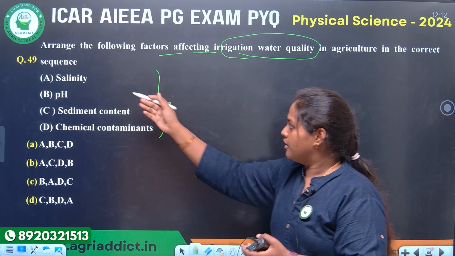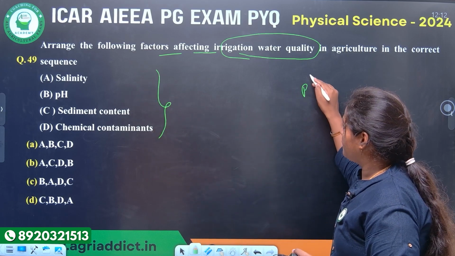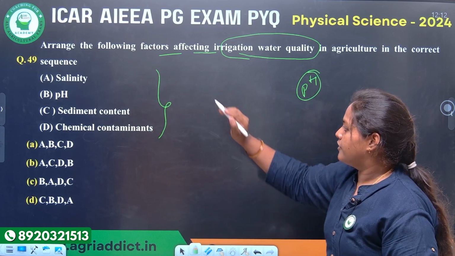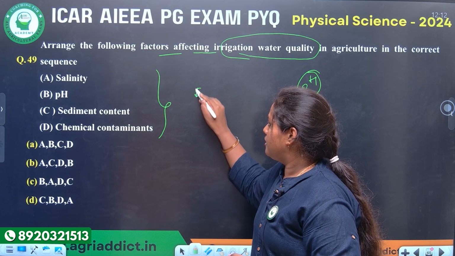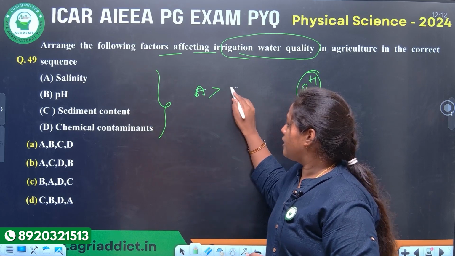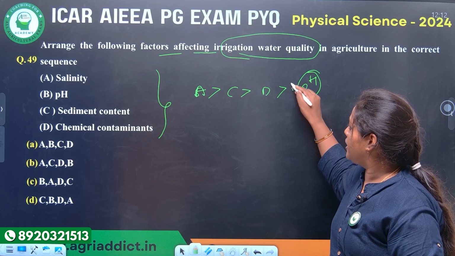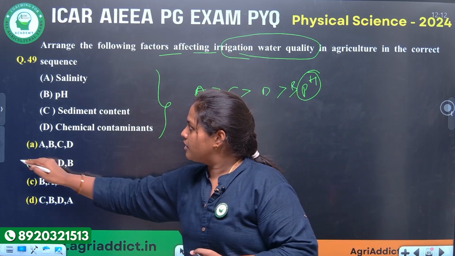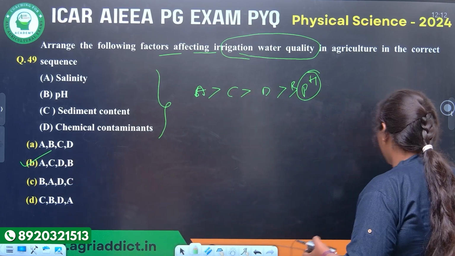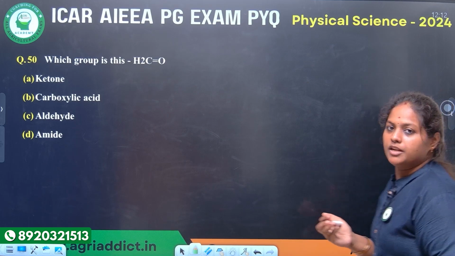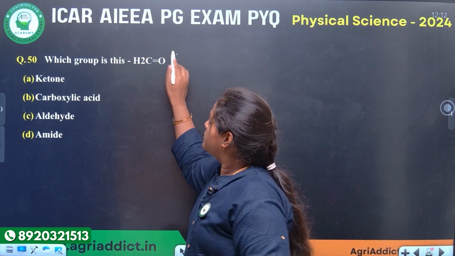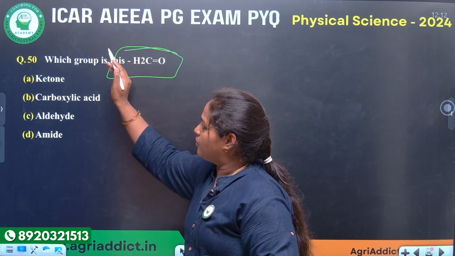irrigation quality. Definitely the chemical parameter will come last, that is pH. First we will look for salinity, then sediment content, followed by chemical contaminant and then pH. A, C, D, B. Answer is option B. Question number 50. Which group is the CH2O?